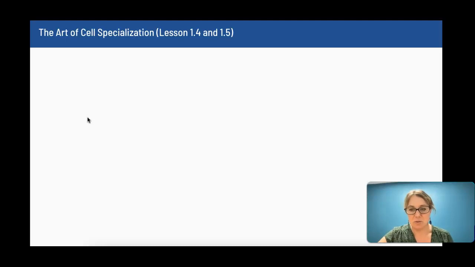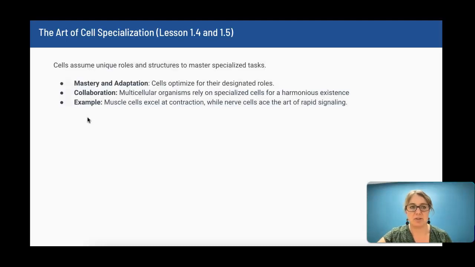And then we get into the next level, super cool stuff. So you're going to learn about the art of cell specialization. And this is really looking at how cells are optimized for their designated roles. So what an eye cell does versus what a heart cell does versus what a muscle cell does, how they all are specialized to do what they do, but they all have to collaborate, right? They all have to work together in order for that organism to survive and do its thing.